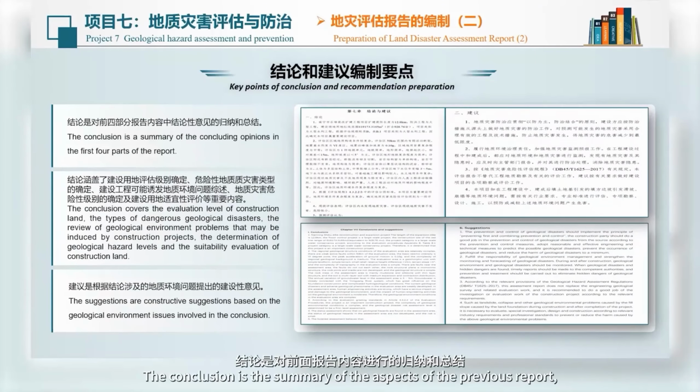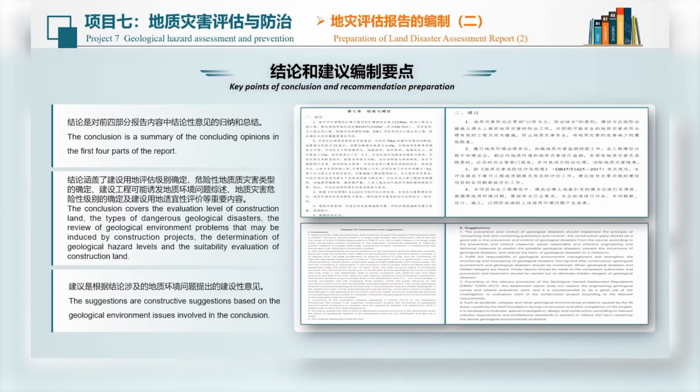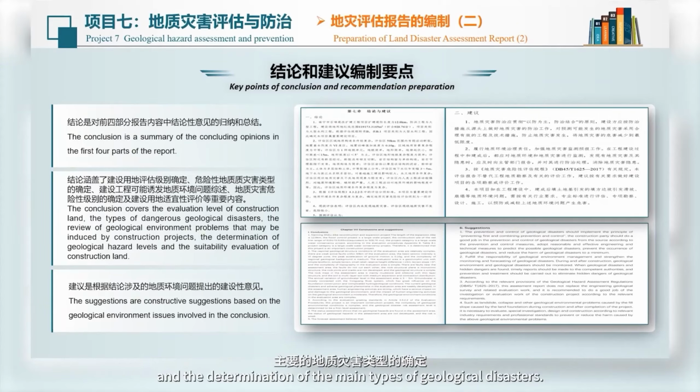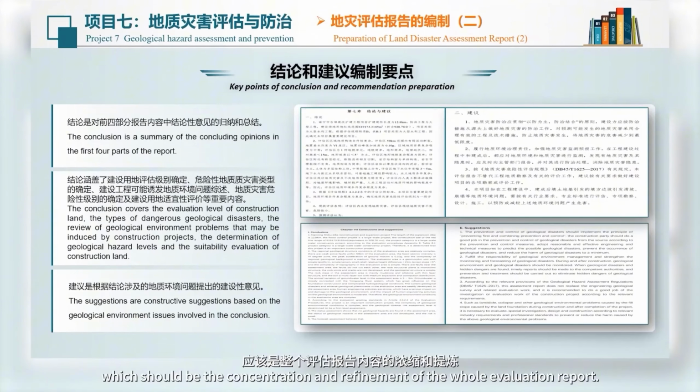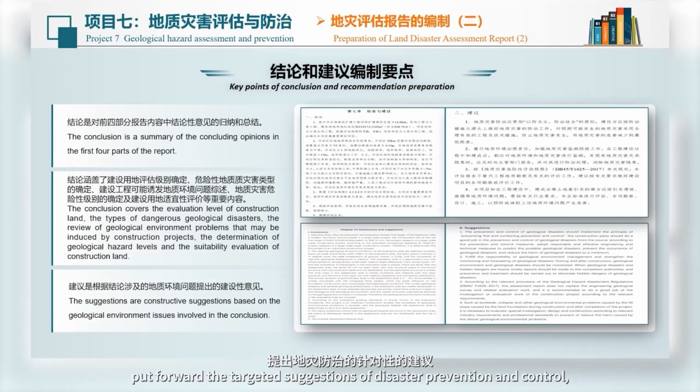6. Conclusions and recommendations. The conclusion is the summary of the aspects of the previous report, and the conclusion should cover the determination of the evaluation level of construction land and the determination of the main types of geological disasters. It is very important to compile the conclusion part of the report, which should be the concentration and refinement of the whole evaluation report. The suggestion is for the proposed project. Put forward targeted suggestions of disaster prevention and control.